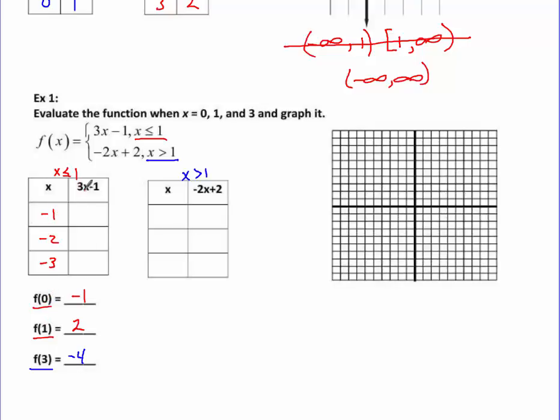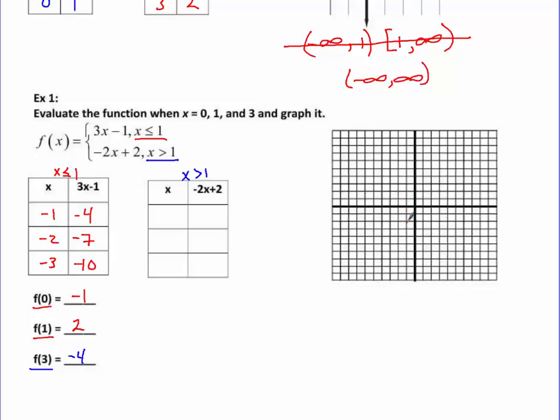So negative 1 times 3 is negative 3, minus 1 is negative 4. Negative 2 times 3 is negative 6, minus 1 is negative 7. And then negative 3 times 3 is negative 9, minus 1, negative 10. So now we've got some good points here. So let's plot those points.